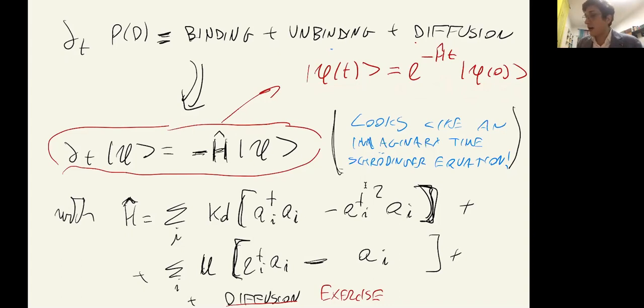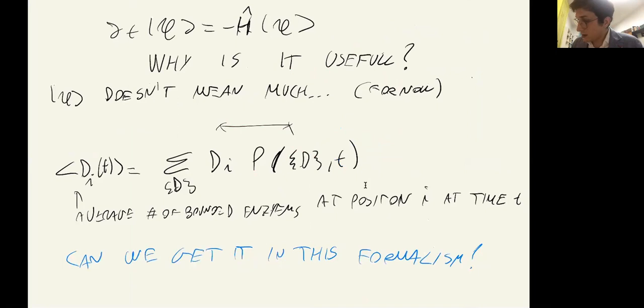And again, if you want, as an exercise, try to write the diffusion part, so left and right jumps, in terms of raising and lowering operators. You can find it in every standard textbook like Gardiner if you want the solution, or maybe I will give it next week.